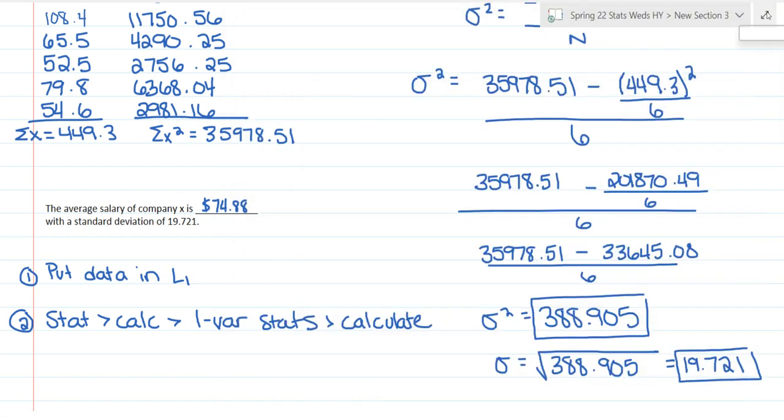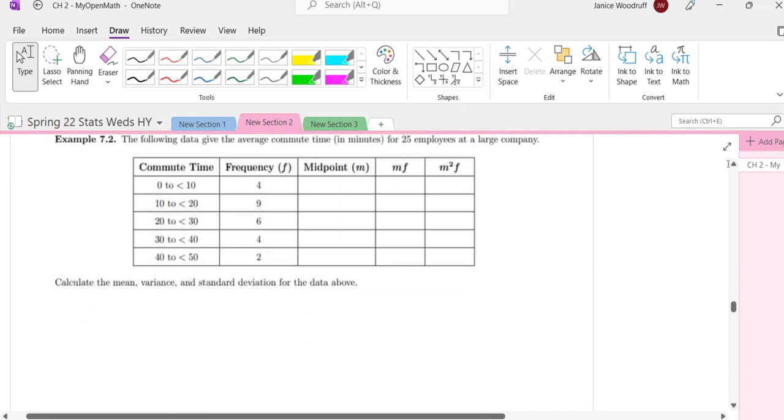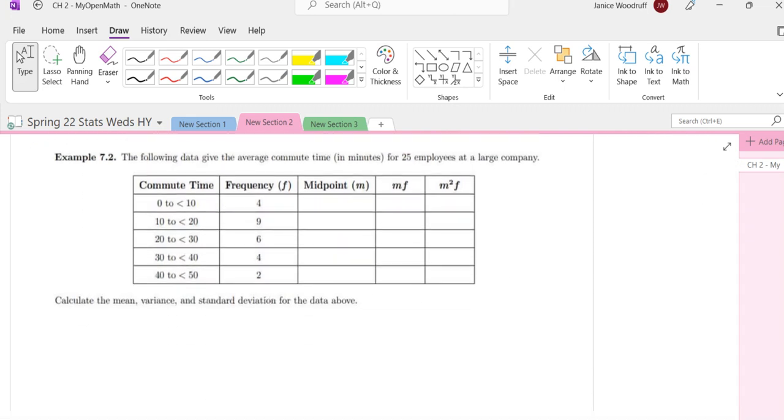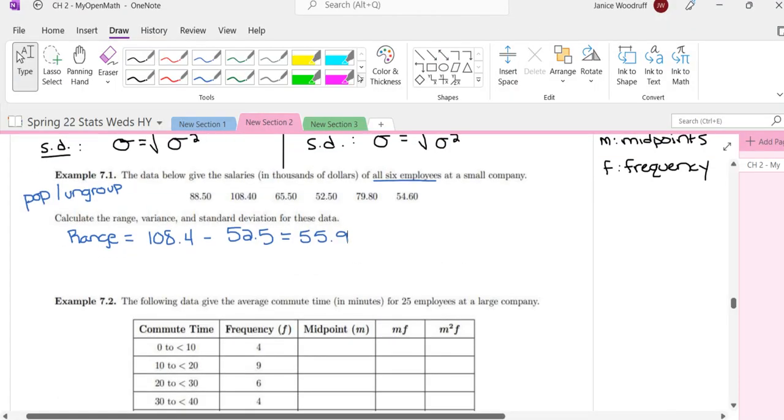All right. Let's go back to the notes. 7.2. If we have time to do more examples at the end, we will, but I want to get through these. All right, so this says the following data give the average commute time in minutes for 25 employees at a large company.